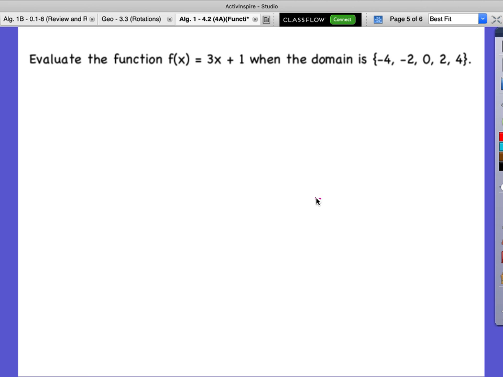Okay. So when we say evaluate the function f of x is equal to 3x plus 1, when the domain is this, well, domain is what values? X or y? X values. So these are all our x values. So what it's asking us to do is figure out what this equals when x is this, when x is this, and this. So how many substitutions are we going to be doing? 5. We're going to be doing 5 separate substitutions. So you have the first one, f of what? Negative 4.